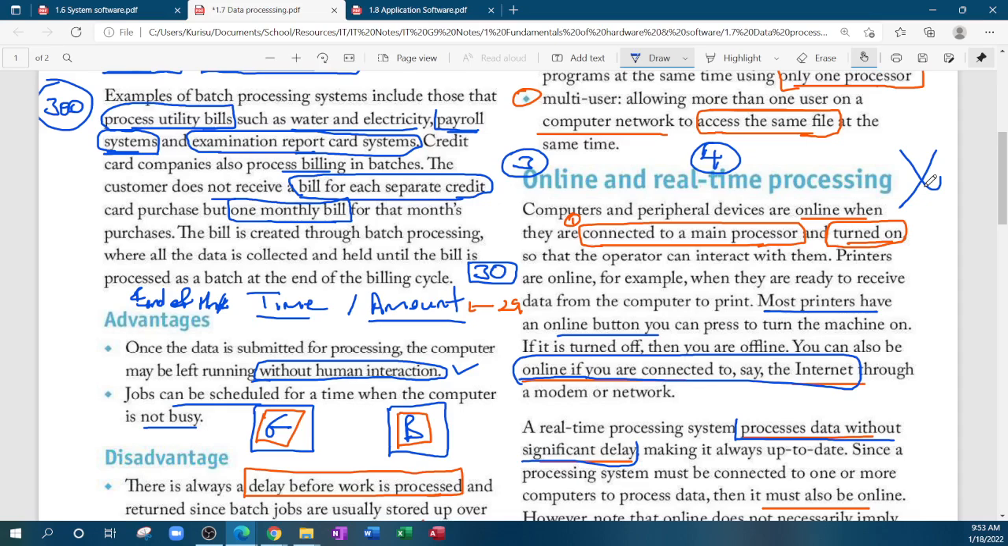So imagine if you use a real-time system for your water bill. Then every second or every minute you would be getting a bill saying you have to pay $5, you gotta pay $10, you gotta pay $20 for using this amount of water. So that would not be practical. It would not be suitable for that type of data. So that is why batch processing would be more suitable.